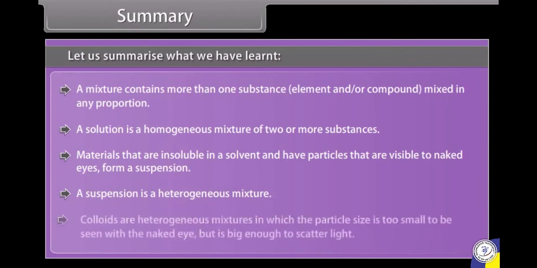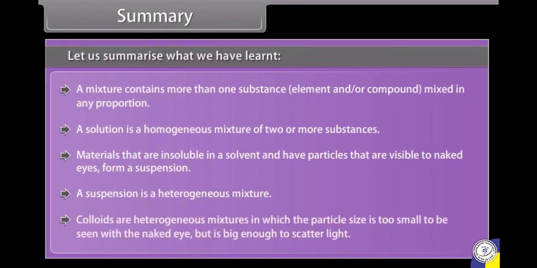Colloids are heterogeneous mixtures in which the particle size is too small to be seen with the naked eye but is big enough to scatter light.